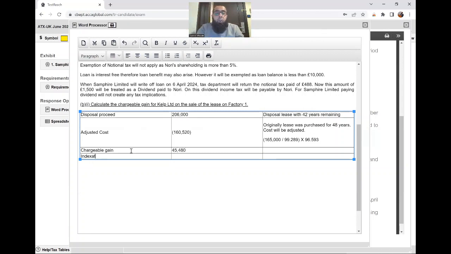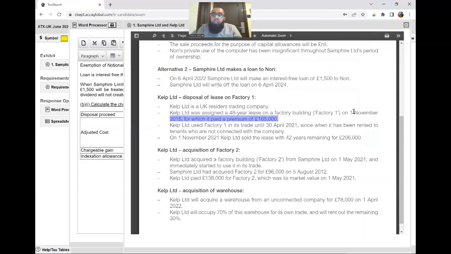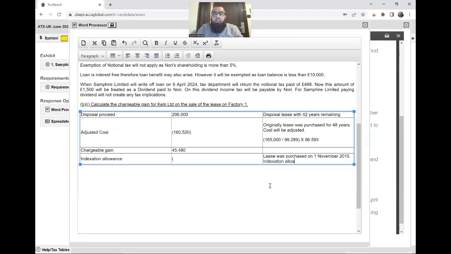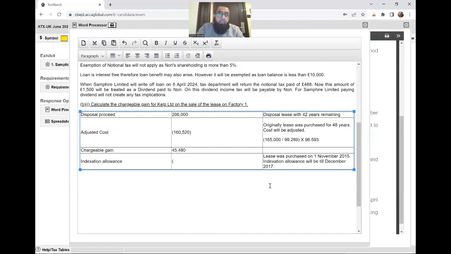Now, since it is corporation tax, we will deduct indexation allowance. What will be the indexation allowance? When did we purchase this lease? It was purchased in November 2015, and you know that indexation is frozen in December 2017. The lease was purchased on 1st November 2015, so indexation allowance will be till December 2017.